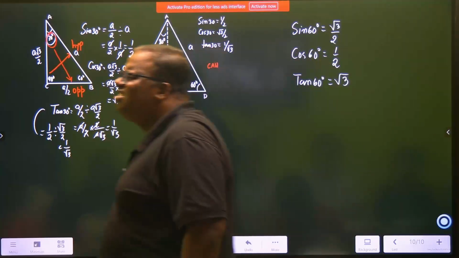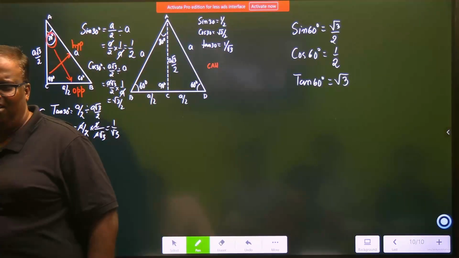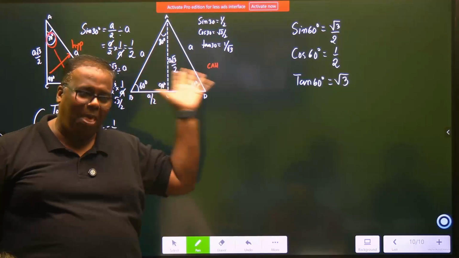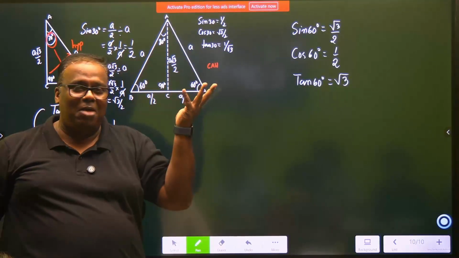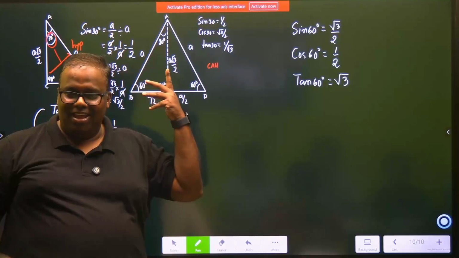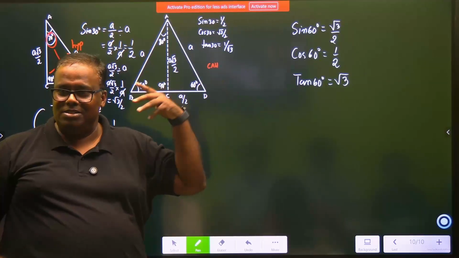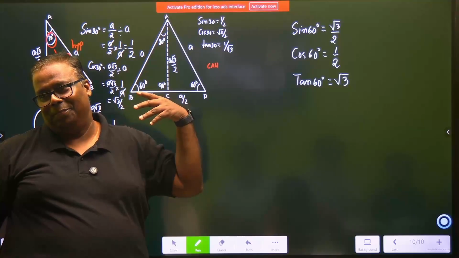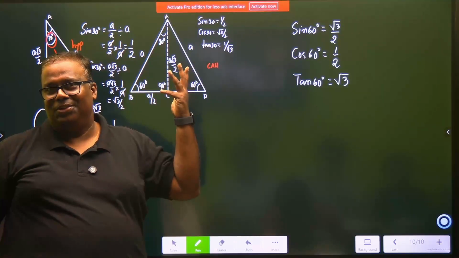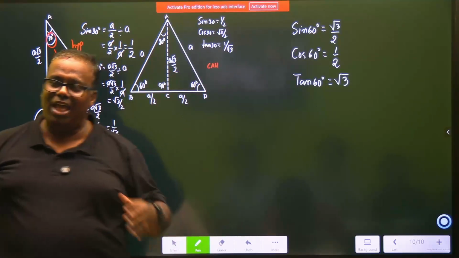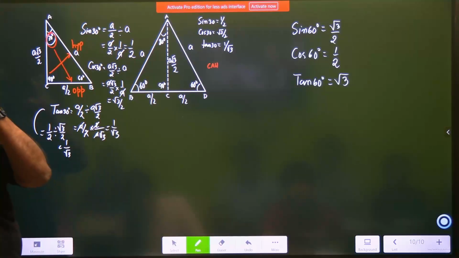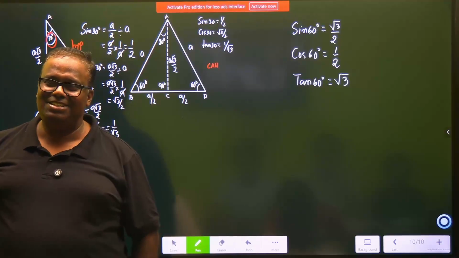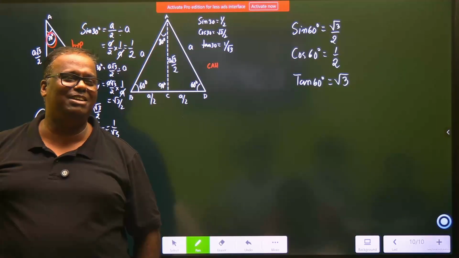Arey, what is the necessity to do it? When we take 60, the hypotenuse remains the same, but the opposite becomes adjacent, and the adjacent becomes opposite. So sine will become cos, cos will become sine. Yes or no? Just see. And the tan will from 1 by root 3 become root 3. It is some trick will be there. That's why children remember it so many days.